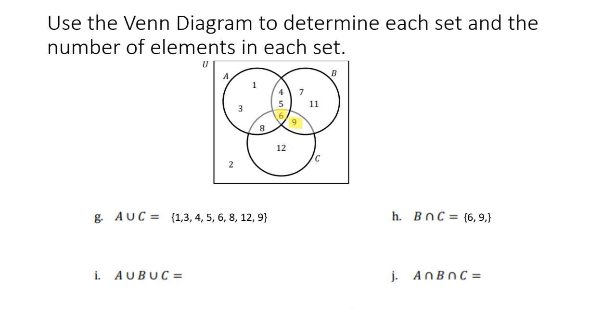And then the next one, A union B union C. So that's everything in A, B, and C. So that's going to be 1, 4, 5, 6, 3, 8, 7, 11, 9, and 12. So everything in the circles. And then the last one, letter J, A intersected with B, intersected with C, would be the number 6. Okay.